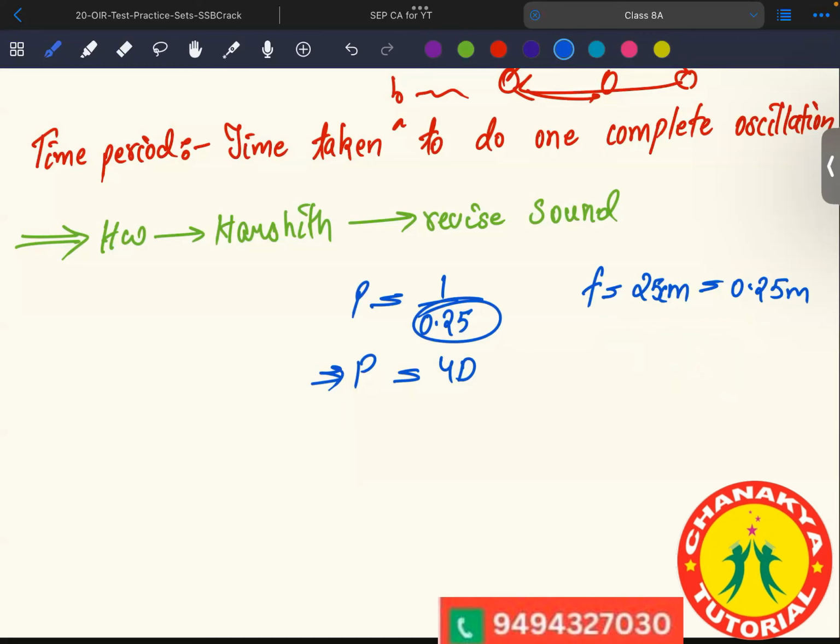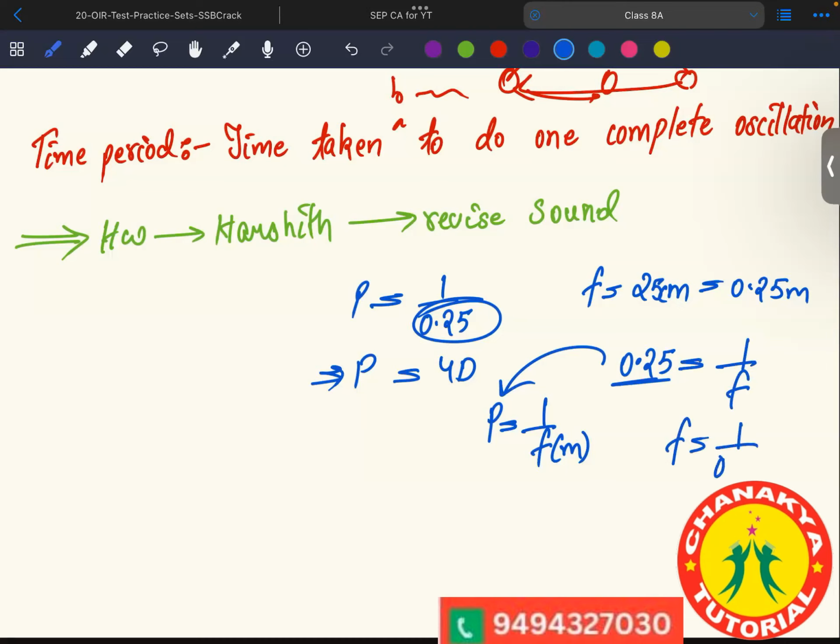Sir, 0.25 is the power. We know the formula as P equal to 1 by F in meters. So I will substitute this 0.25 in place of P and then transpose 1 by F. 1 upon 0.25, and we get 100 upon 25, and this is 4. So focal length is 4 meter. It is actually 400 centimeter.